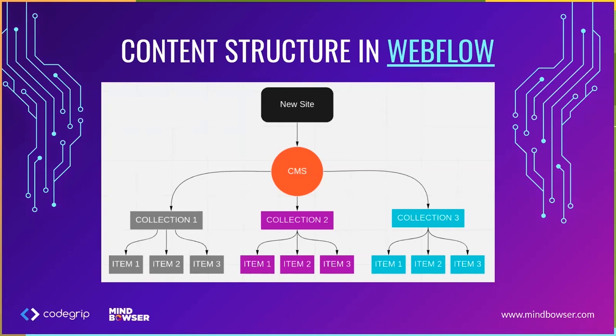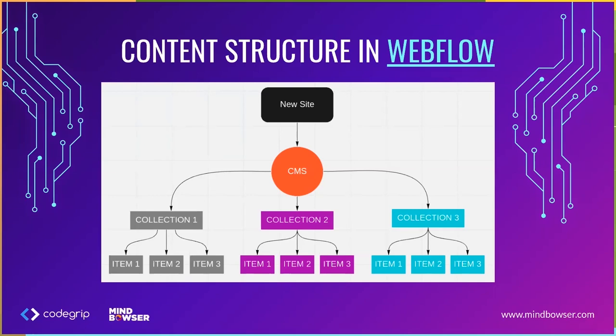Now let's understand this structure with a basic example. Suppose I want to create a website that sells books. So I'll go ahead and create a new site on Webflow. Now the CMS here will act as a central repository where all the books will be stored. But books can have different genres like horror, mystery, drama, and so on.